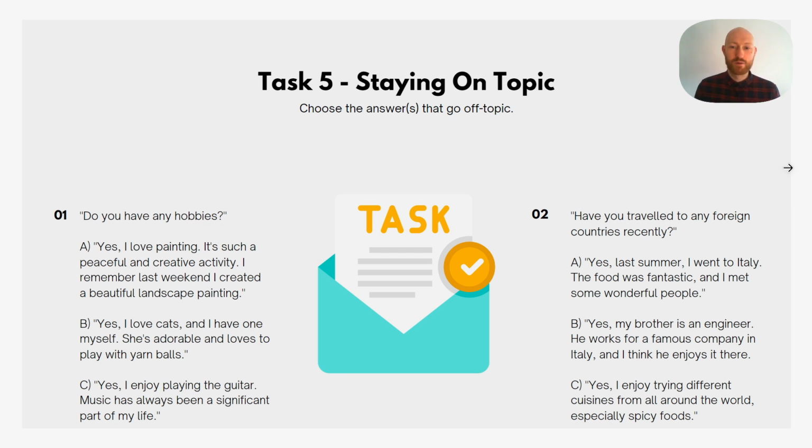I love cats and I have one myself. It's not really a hobby, so this can be a little bit of confusion. Talking about painting and playing the guitar is a hobby, but cats, I wouldn't necessarily count them as hobbies.